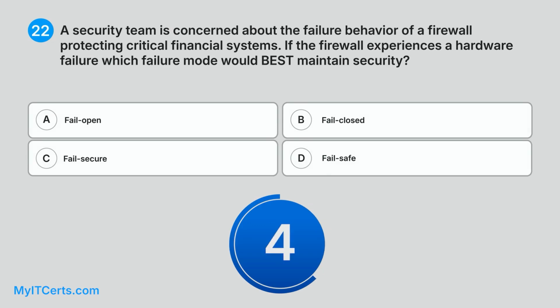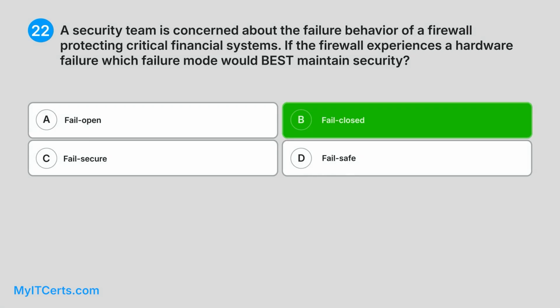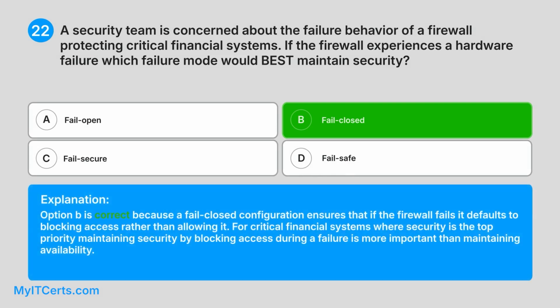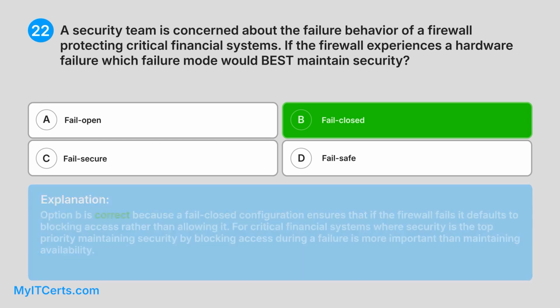Can you guess the answer? Correct answer. B. Fail closed. Explanation. Option B is correct because a fail-closed configuration ensures that if the firewall fails, it defaults to blocking access rather than allowing it. For critical financial systems, where security is the top priority, maintaining security by blocking access during a failure is more important than maintaining availability.